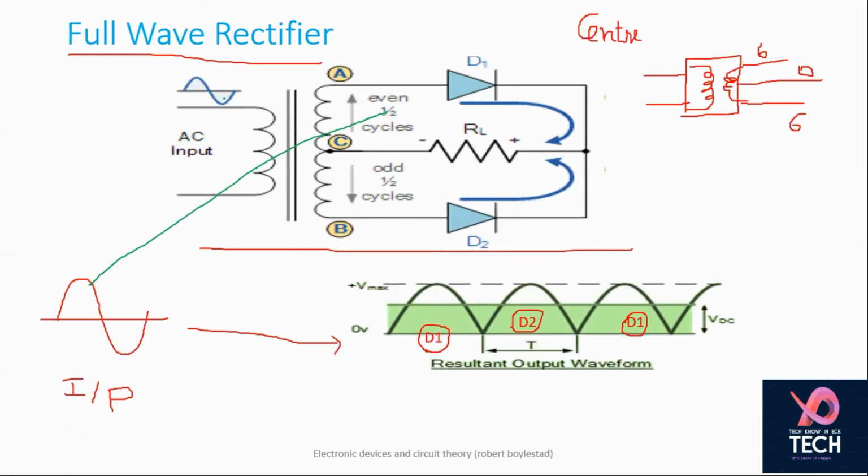Now for the negative cycle, this negative becomes positive for this one, and negative for the other. So in this case, diode D2 is on and D1 is off. So this will conduct in this direction, and now your waveform will be like this. For the next cycle, again this will be reflected to D1. So D1 is on, D2 is off, and so on.